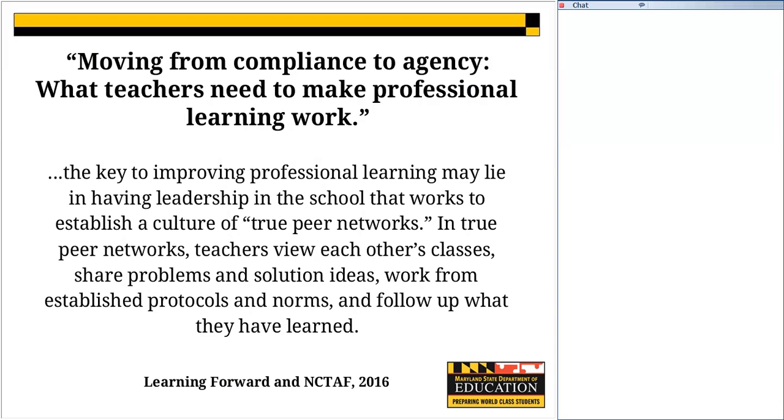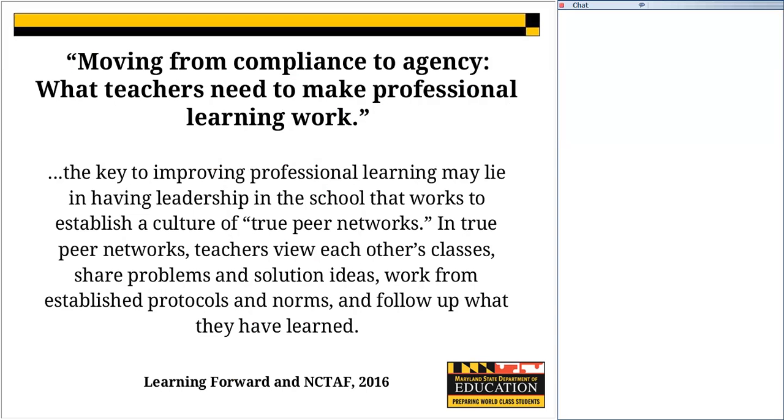And one of those great pieces of research that helped inspire some of this work is from a recent report called Moving from Compliance to Agency: What Teachers Need to Make Professional Learning Work. This is put out by Learning Forward and the Commission on Teaching, I believe it's Teaching in Our Future, that to improve professional learning, we need to have leadership in the school to create true peer networks.